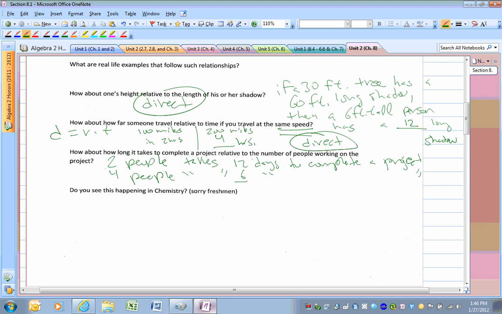How do you know this relationship is what it is? You have to make that assumption. You have to assume that each person works at the same level. No, I just assume double. If you want to triple the number of people, it takes 4 days.